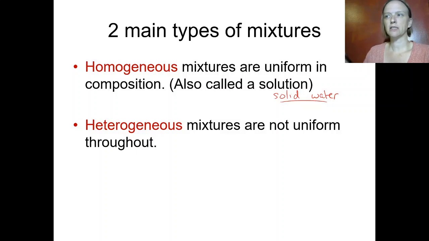So if you take a sample from here and a sample from here, they might not be identical. One example of that would be a salad. If you've got lettuce and tomatoes and cheese and whatever in your salad, it's a mixture. It's not uniform throughout. If you stab your fork over here, you might get a piece of lettuce. If you stab your fork over here, you might get a tomato.